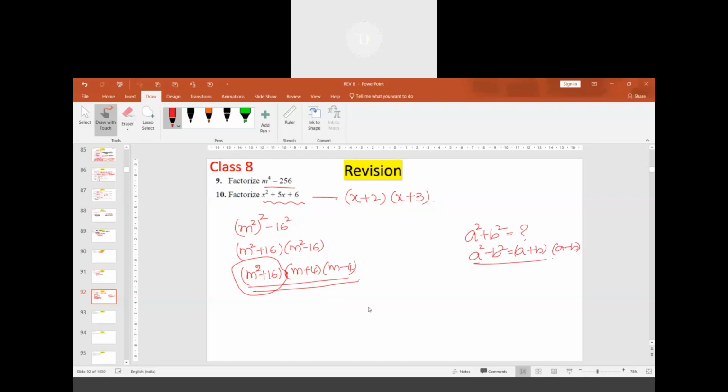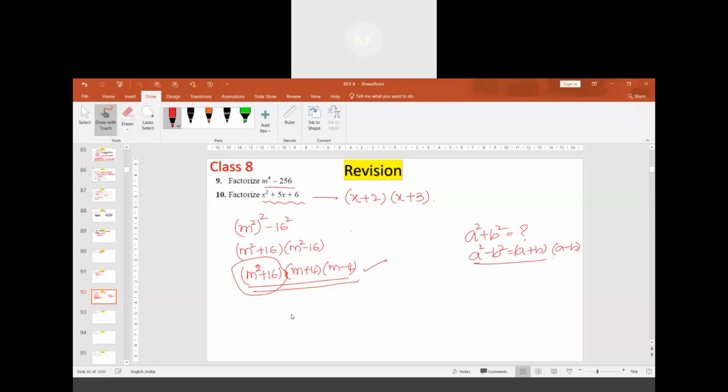Sir, can we write it as m plus 4 whole square? There is no 2ab term, so m plus 4 whole square also cannot be written. 2ab is missing in that. Can we write m square plus 4 square? No, this itself is the answer.